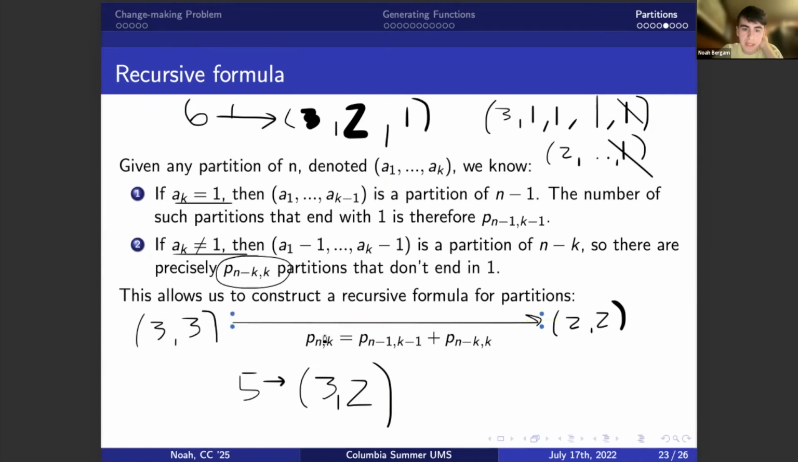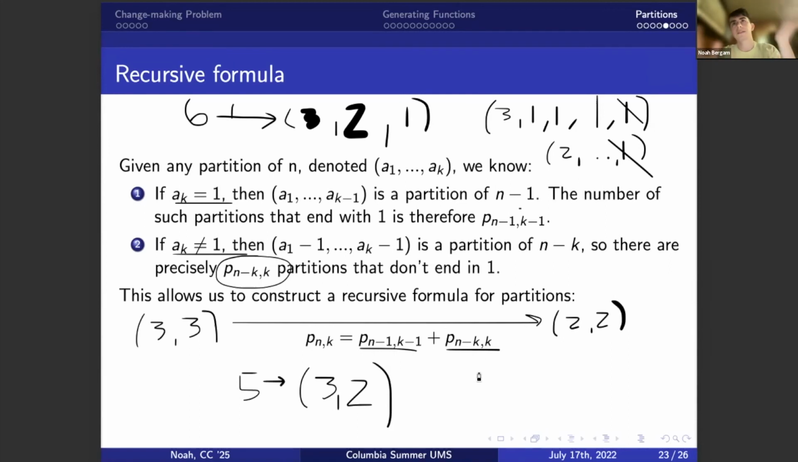So then that means that p(n, k) is either going to be the sector that ends with 1, and therefore there are this many of them, or it's the sector that doesn't end with 1, and there are this many of them. And we simply add these 2 together. And this gives us a beautiful recursive formula for p(n, k).